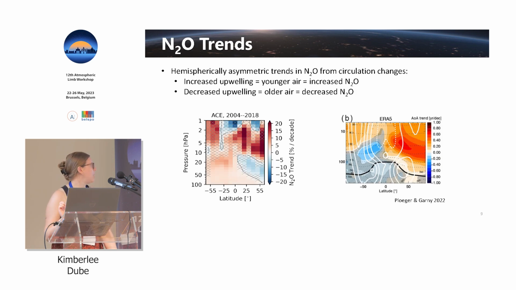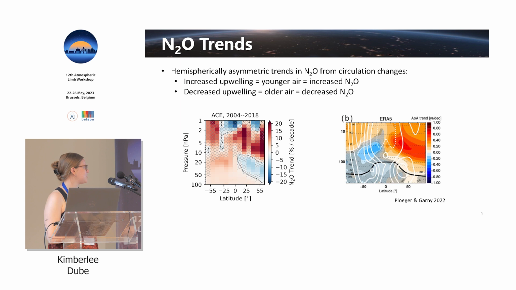So a little bit more about N2O trends. On the right here, you see the N2O trend in ACE. And there's this really strong asymmetry in the lower stratosphere with a negative trend in the northern hemisphere and a positive trend in the southern hemisphere. And this is caused by circulation changes. So what's happening is we're getting increased upwelling in the southern hemisphere relative to the northern hemisphere.